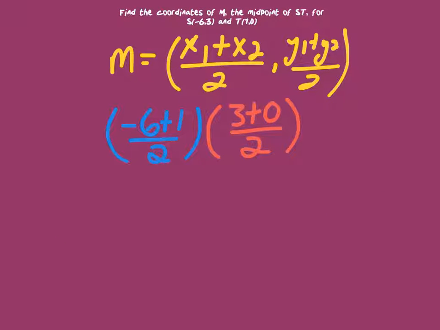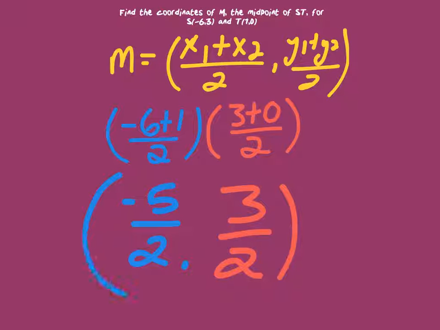Solving for this, you're going to have negative 6 plus 1 is going to be a negative 5 over 2. And solving for your y's, 3 plus 0 is 3, over 2 is 3 over 2, and that is actually your answer. So the midpoint of this segment is going to be at the point negative 5 over 2, and 3 over 2, and then you're done. You can look in your book on page 28 for a picture of the graph and what this looks like, if you would like to see it.